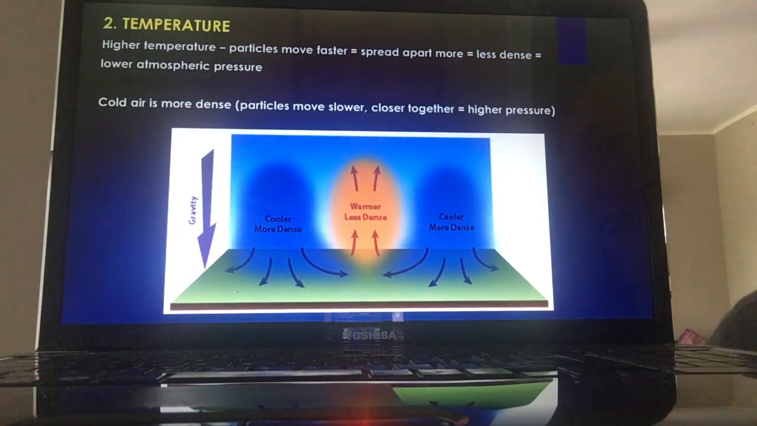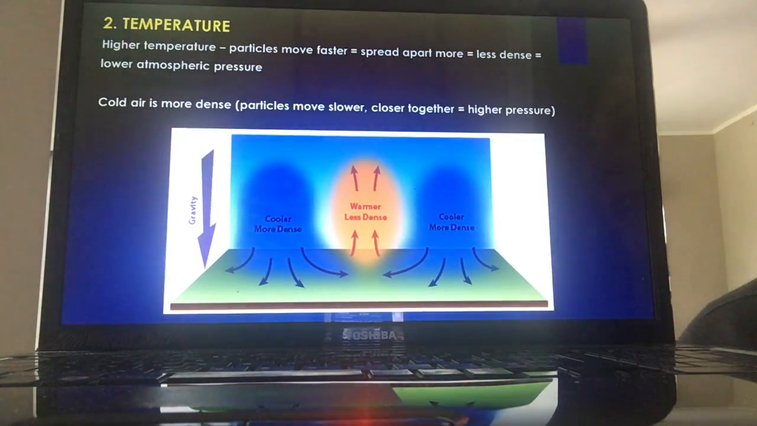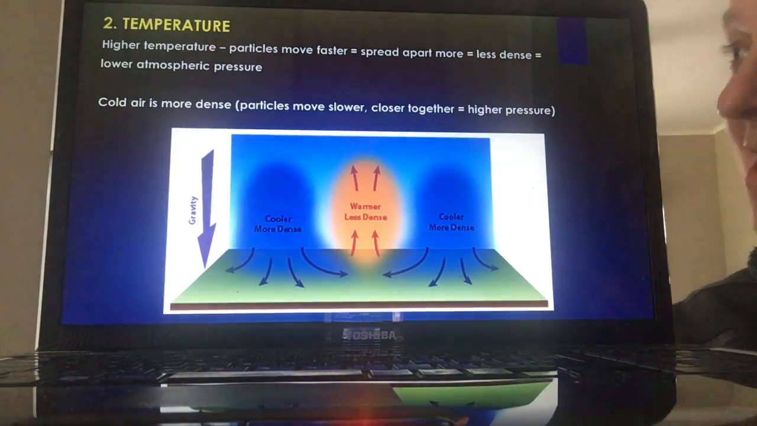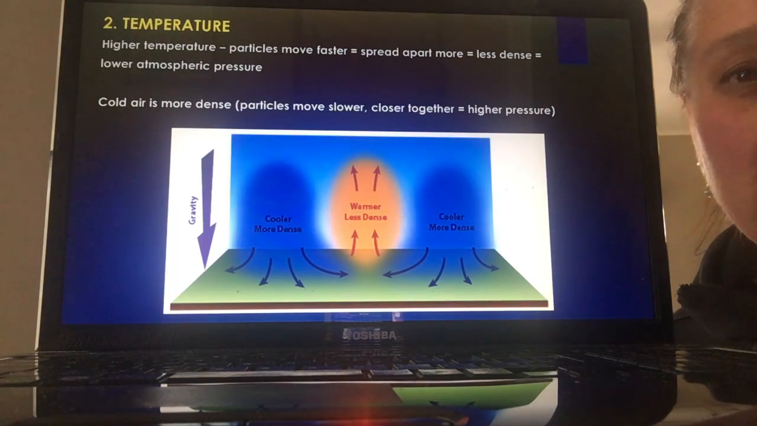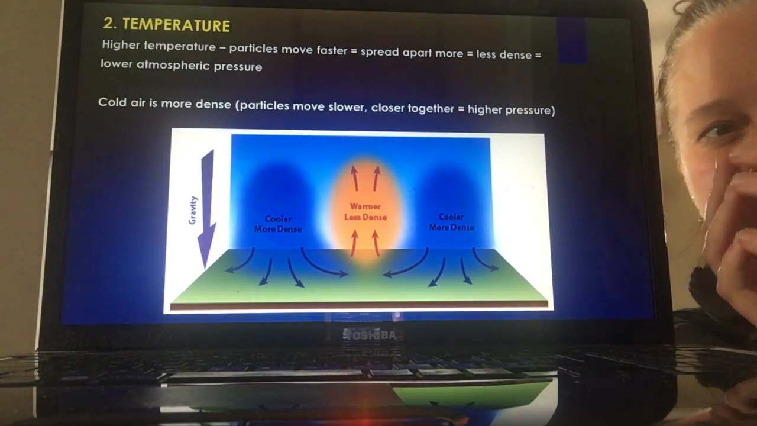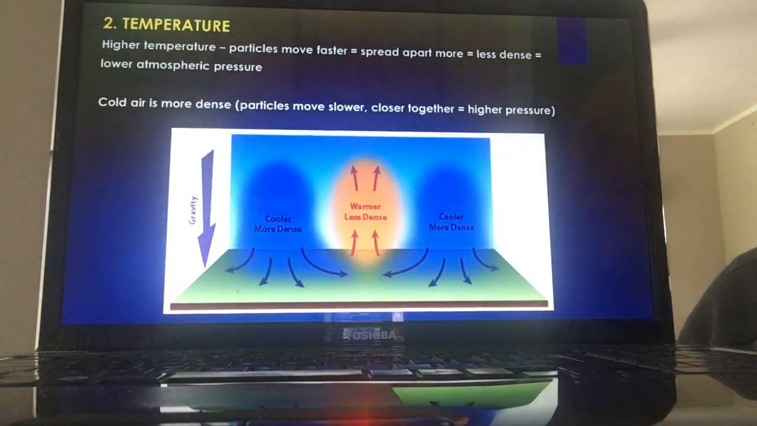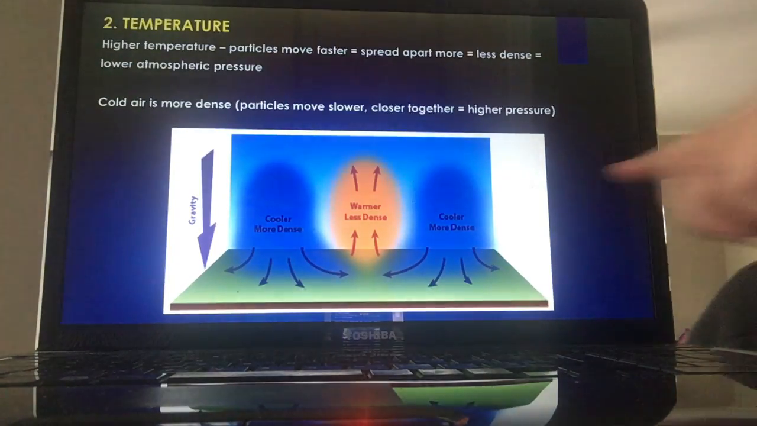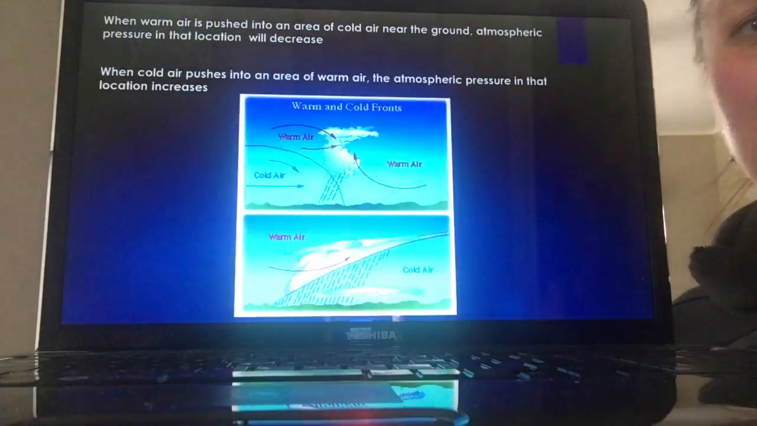Now, temperature. Again, this is getting into grade 11 chemistry. How does temperature affect pressure? Well, a higher temperature causes the gas particles to move faster, and as they move faster, they move further apart. When they're further apart, they're less dense, which means there's less pressure. So a higher temperature gives you a lower atmospheric pressure. With colder air, the opposite is true: the particles move slower, so they come closer together and are more dense, so there's a higher pressure. Higher temperature, lower pressure; lower temperature, higher pressure. We talked about this in our last lesson, warm air being less dense and cool air being more dense, so that's a continuation from yesterday.